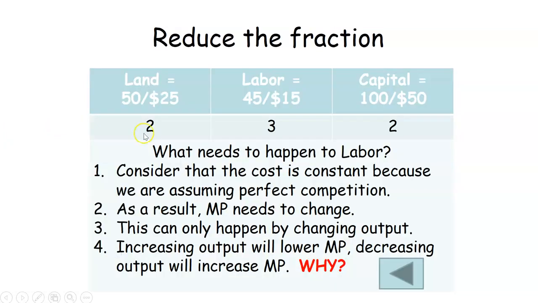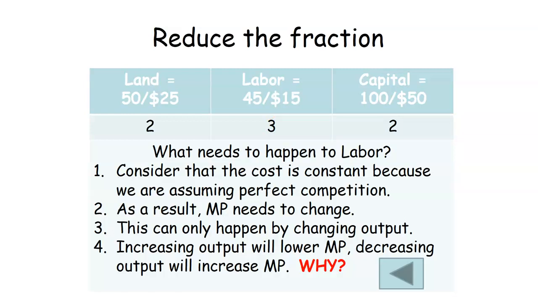Firm D, land should be 2, labor is 3, and capital is 2. Now in this case, land and capital are already each at 2, labor is at 3. So in this one, our labor is too high. Our marginal product per dollar is too high. So to bring this down, we're going to have to add more of it.